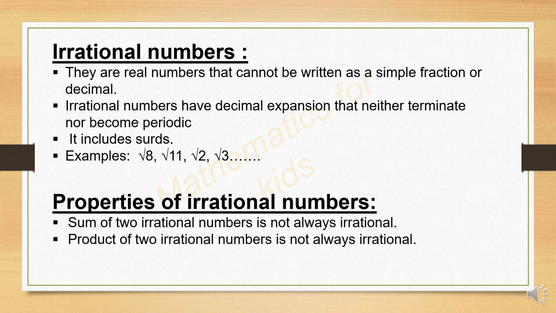Irrational numbers are different from rational numbers. They also belong to the real number family, but they cannot be written as a simple fraction or decimal. Irrational numbers have a decimal expansion that neither terminates nor becomes periodic. They include surds also. Examples are square root of 8, square root of 11, square root of 2, square root of 3. When we add two irrational numbers or when we multiply two irrational numbers, the result will not always be an irrational number. It may be irrational or it may be rational.